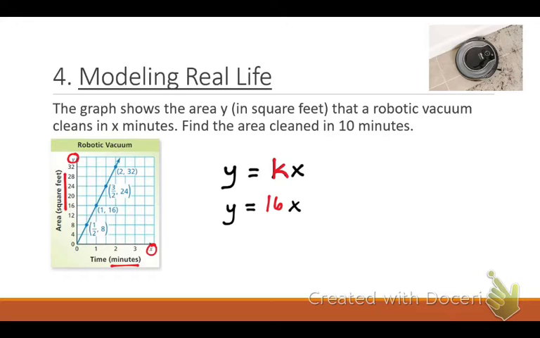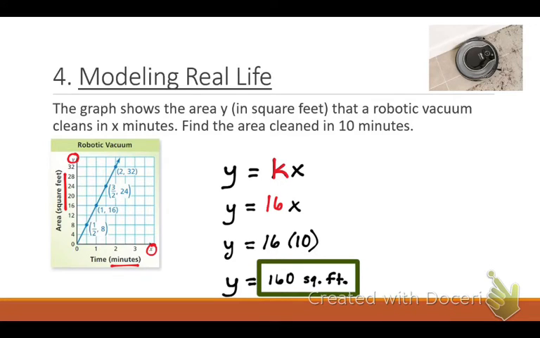But I don't care about 1 minute, and I don't care about 2 minutes. How many minutes is it asking me in my problem? 10. So instead, what will I plug in for my x? A 10. So this formula helps me to know how many square feet will I have traveled in 10 minutes? 160. How'd you get that? Multiplied 16 by 10. All you did was multiply 16 by 10 to figure out that it will be 160 square feet.